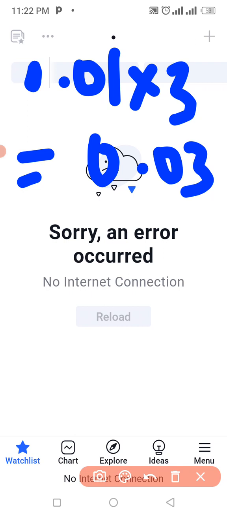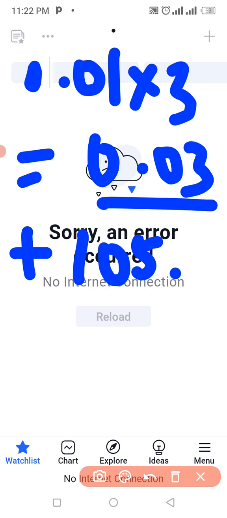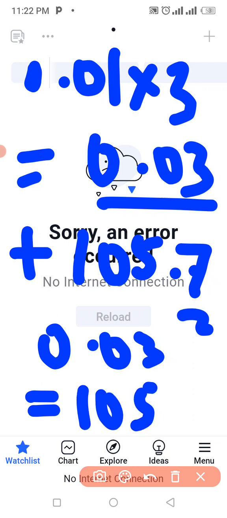Whatever we have now, we add it to the current price, which is 105.72. When we add 0.03 to it, we are going to have 105.75 as our current price. This is what it means.